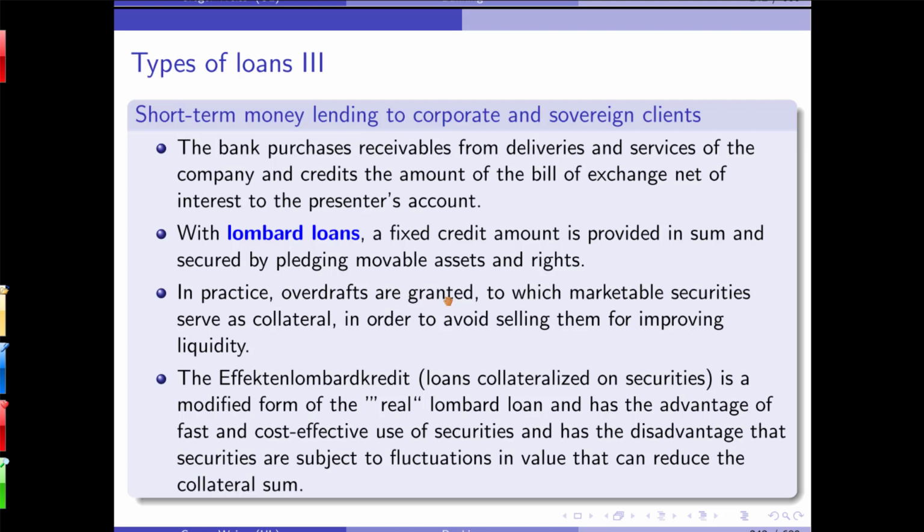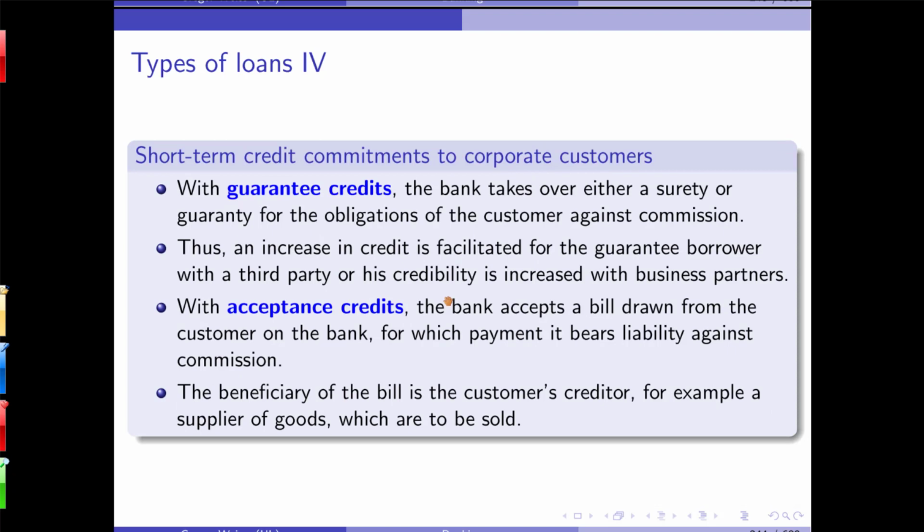Also frequently done, you're granted a credit line by a bank, and you can use the credit line, and in some cases you need to pledge collateral against this overdraft line or credit line, meaning that, for example, you pledge securities or any other type of movable and liquid asset against this right. Very special type here, Effekten Lombard-Kredit. Read through it. I don't put too much emphasis on this here.